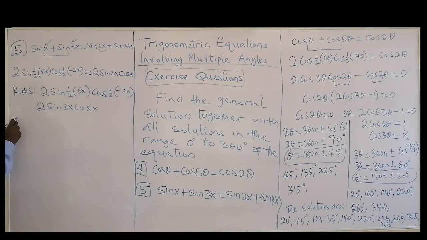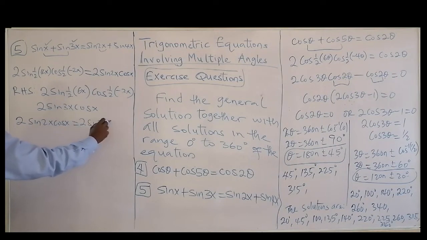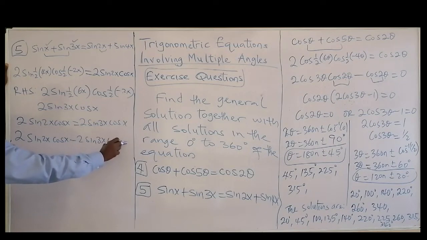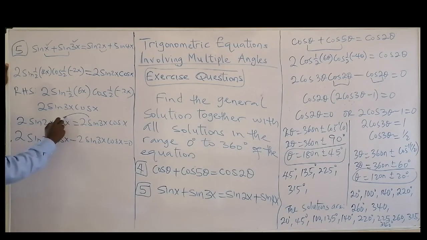And that will be equal to the left hand side, which is 2 sine 2x cos x equal to 2 sine 3x cos x. Okay? So we can bring them to one side together: 2 sine 2x cos x minus 2 sine 3x cos x equal to 0. I move this onto the left hand side. Then what is common now? Cos is here, cos is here, 2 is here, 2 is here. So we can take 2 cos x outside, and then we have sine 2x.